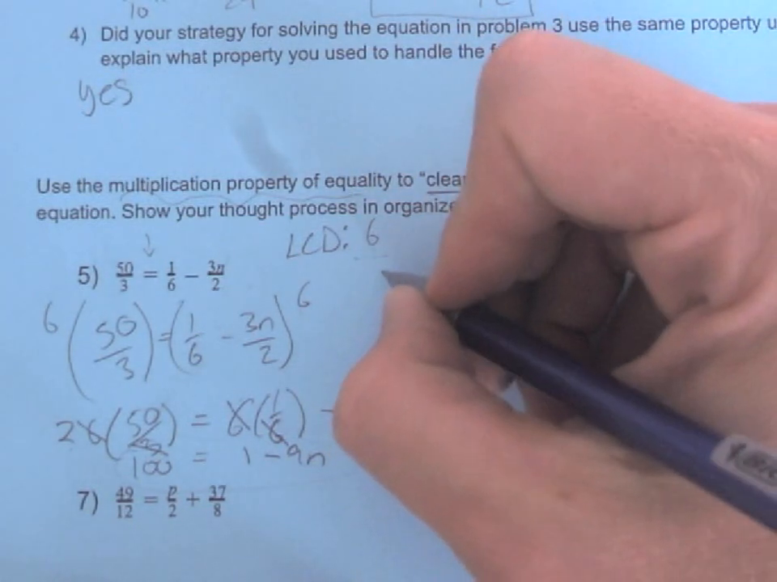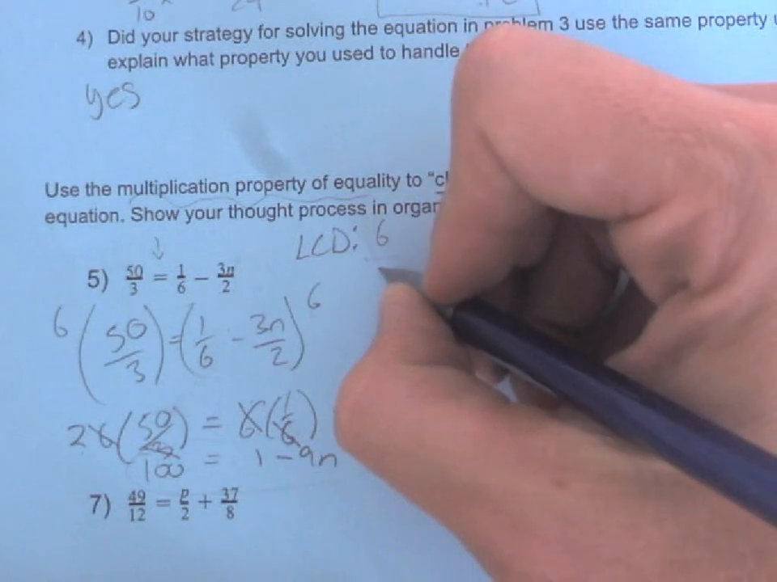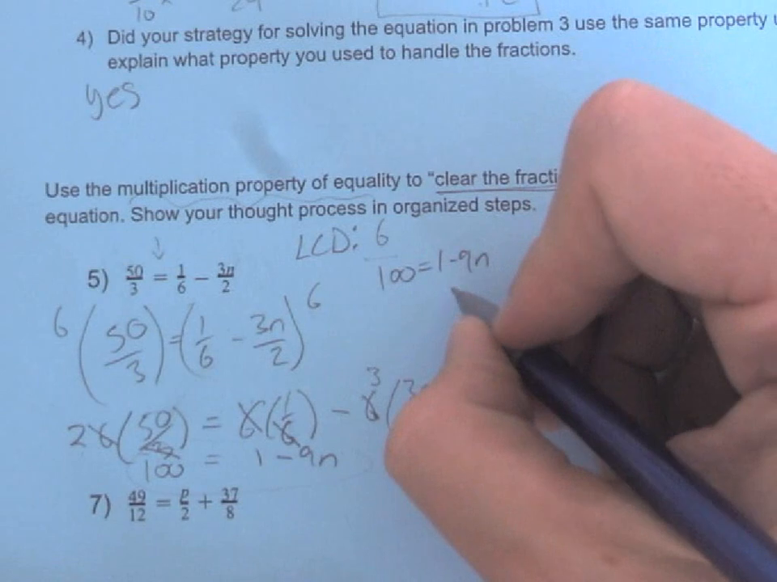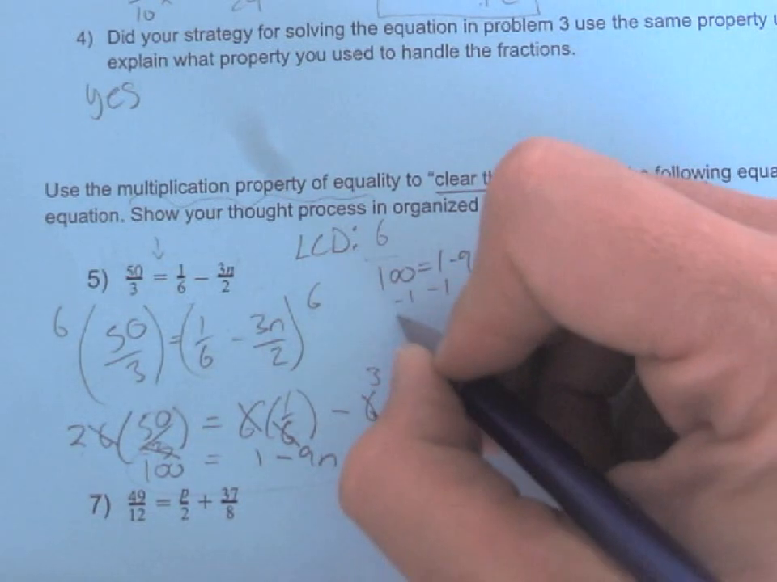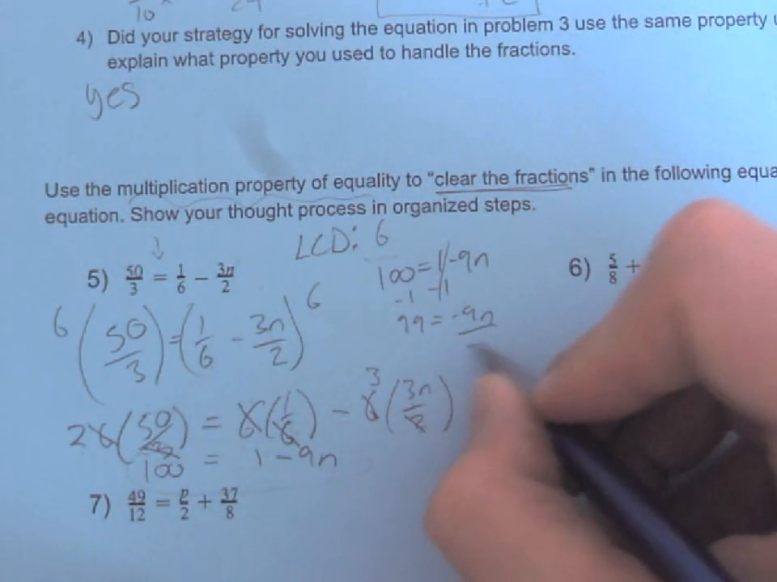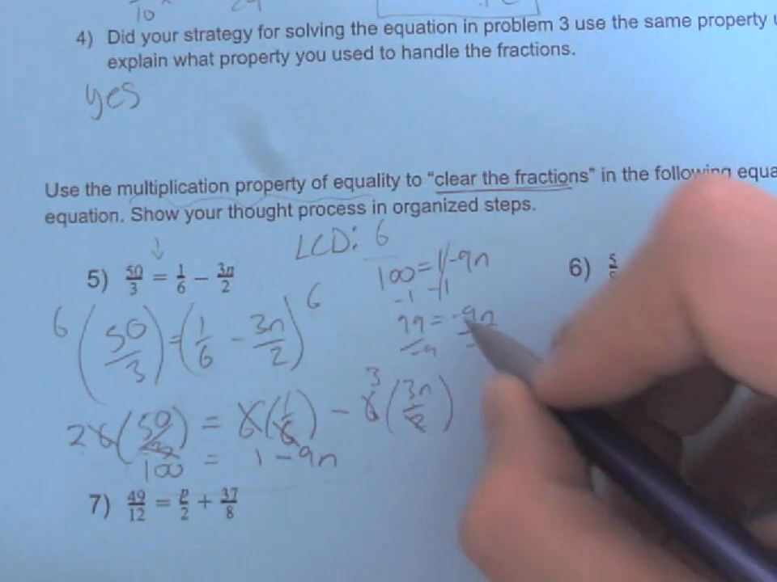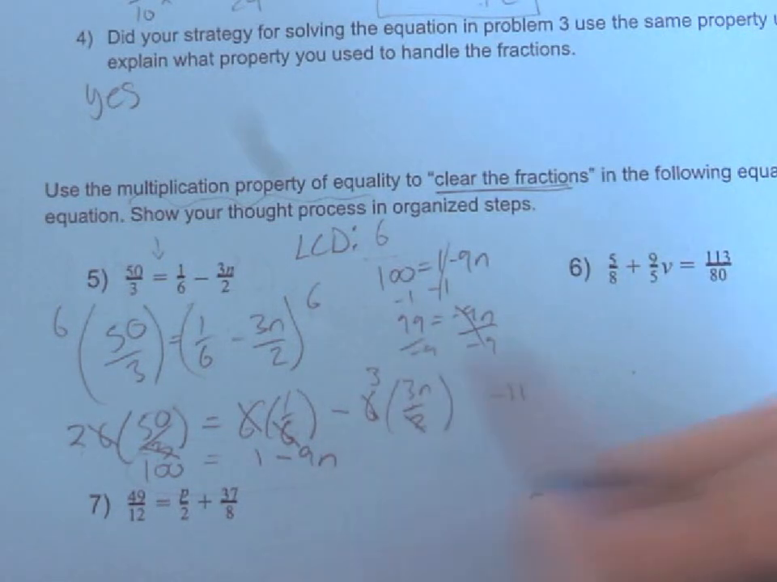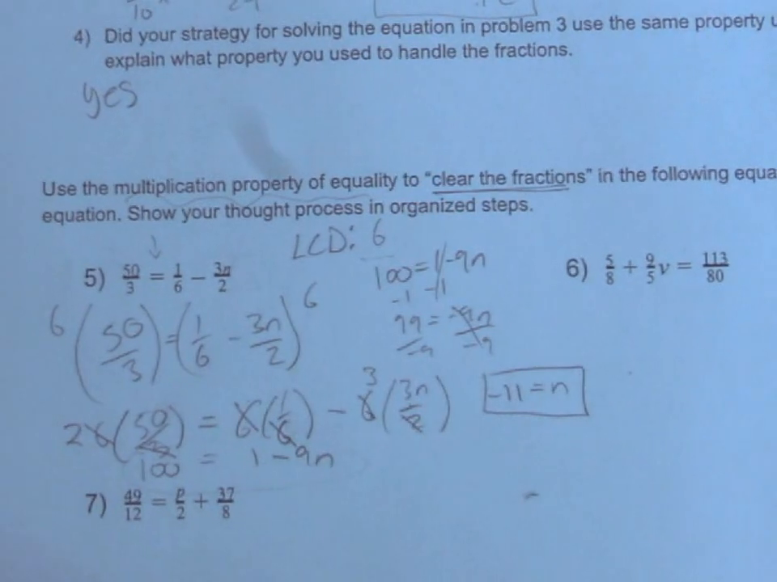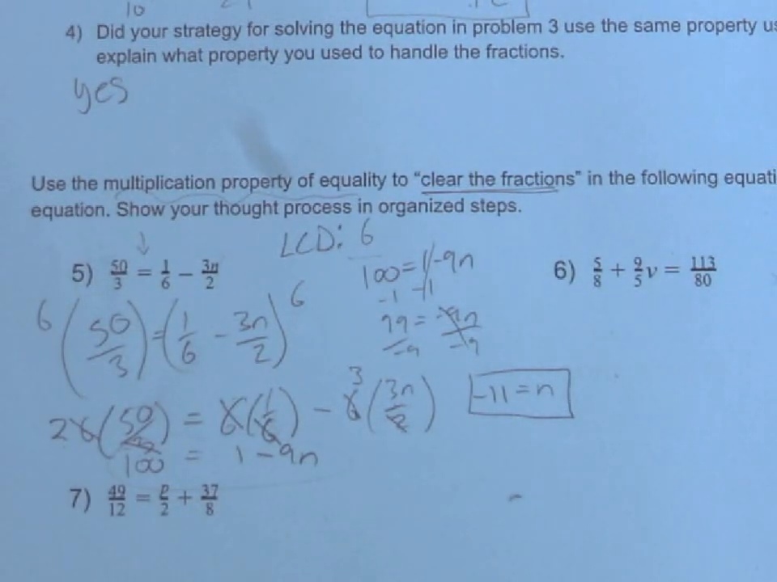So the rest of our problem here, getting a little cramped on room, but I'm going to come up here. 100 equals 1 minus 9n, okay? And we are going to subtract 1 from both sides. That gives us 99 equals negative 9n. And then we're going to divide both sides by negative 9. Okay, so our final answer here is going to be negative 11, 99 over negative 9 equals 1n, or equals n. Okay, so that is the clear the fraction strategy, right? We don't get common denominators, we clear the denominators.